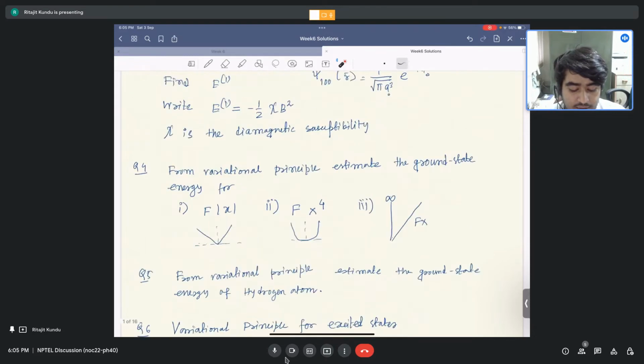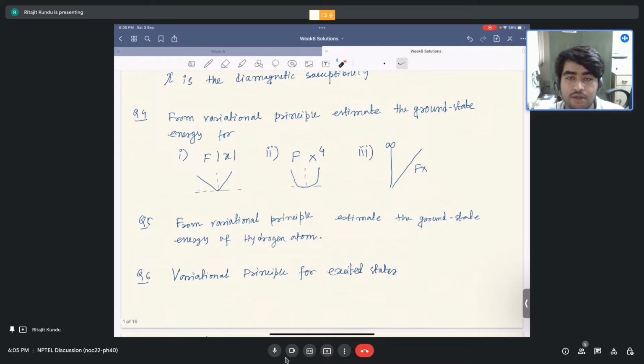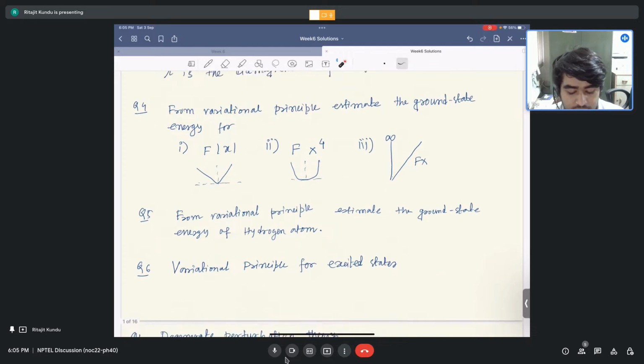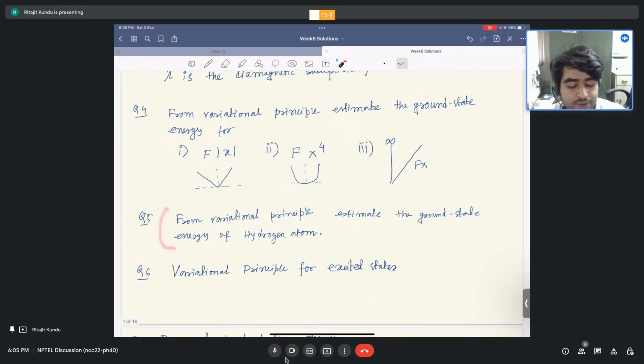Then we'll be talking about some problems in the variational principle. For example, I'll give you some potentials, and I'll ask you to come up with a trial solution and try to calculate the energy of that ground state. This is for practice in 3D: how does this variational principle work out?